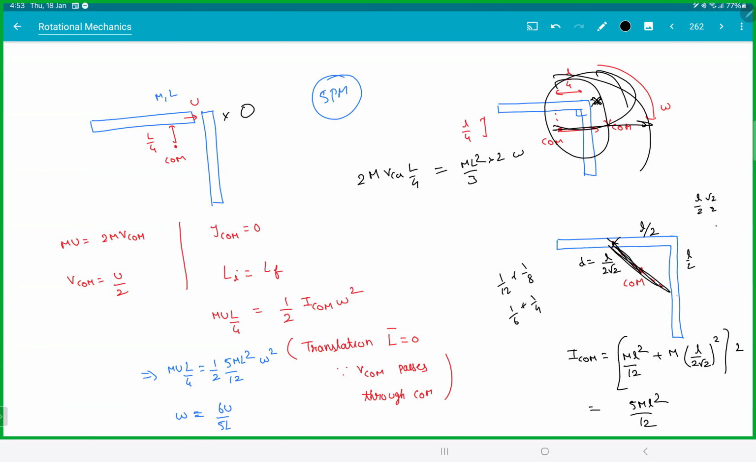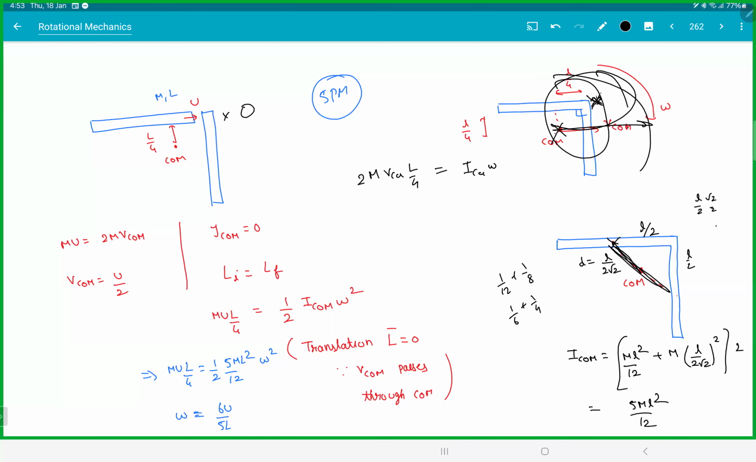Angular momentum at this point will be angular momentum of center of mass plus... That is wrong. Look. What is angular momentum about this point? Angular momentum of center of mass, 2mvcm L by 4, plus angular momentum about center of mass, no? Again, you have to come back here only, no?